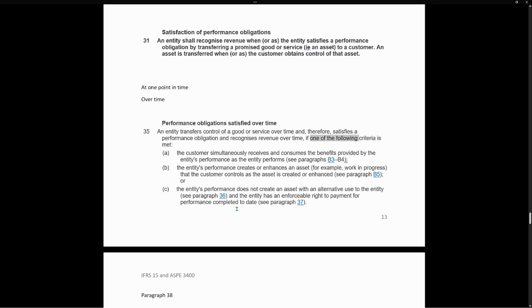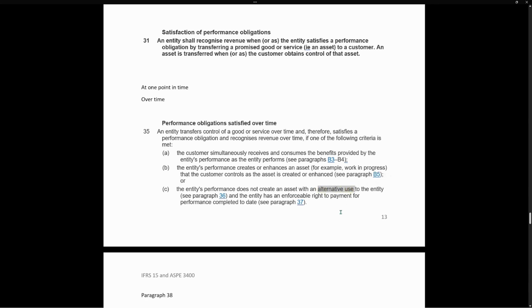The first one is the customer at the same time is receiving and consuming the benefits. The second one is the entity's performance creates or enhances an asset, like work in progress, WIP, we call it WIP, and the customer controls as the asset is created or enhanced, like a manufacturing company. Or the entity's performance does not create an asset with an alternative use.